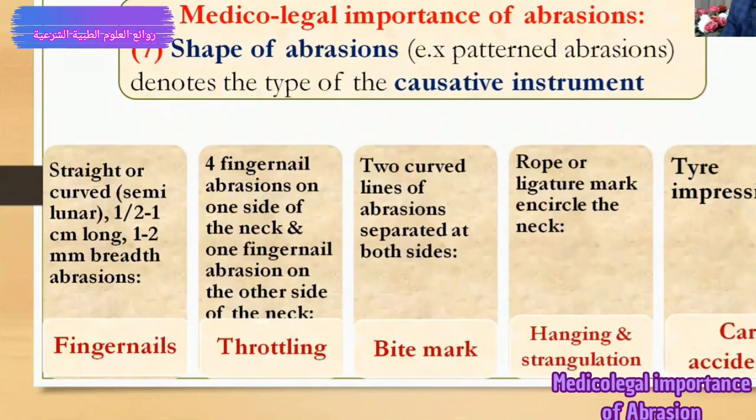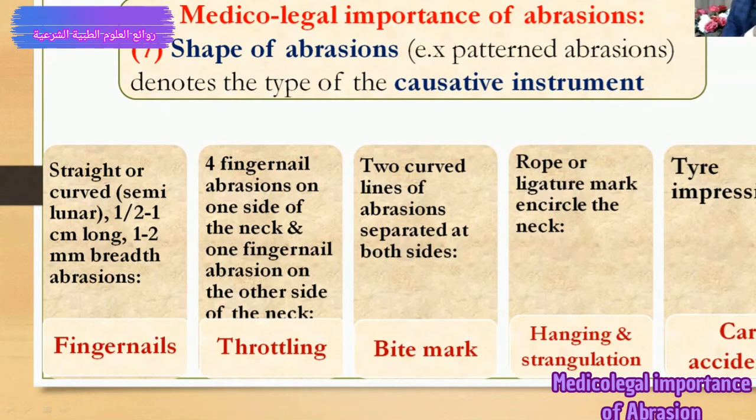At the end, by the shape of the abrasion, especially in cases of pattern abrasion, we can determine the causative instrument. In case of fingernails, straight or curved semilunar abrasions may denote the fingernail. In case of throttling, the distribution of fingernail marks, which may be 4 fingernails on one side and 1 fingernail on the other side, may denote a case of throttling. In case of a bite mark, the presence of 2 curved lines of abrasion separated at both sides is related to bite marks.